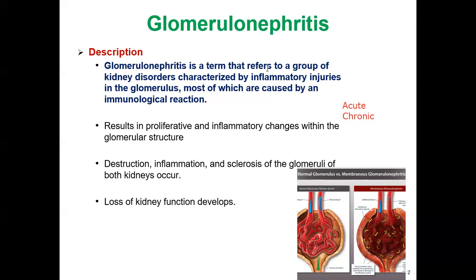So first of all, we are going to talk about the definition of glomerulonephritis. It is a term that refers to a group of kidney disorders characterized by inflammatory injuries in the glomeruli, and most of which are caused by an immunological reaction.